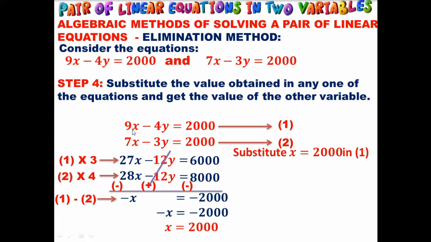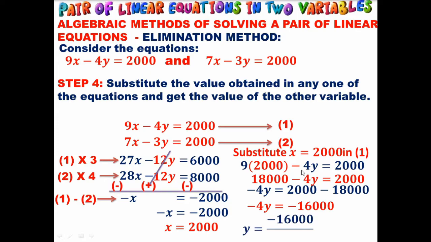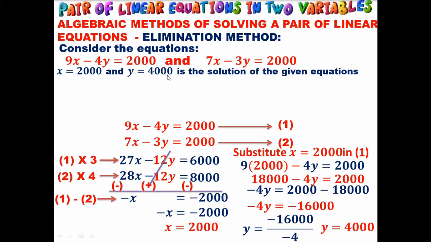When I substitute x equals 2000 in the first equation, I get 9 into 2000 minus 4y equals 2000. When I simplify this, I get minus 4y equals 2000 minus 18,000, that is minus 16,000, which further simplifies to y equals 4,000. So this is how I got the values x equals 2000 and y equals 4,000 as the solution of the given equations by the elimination method. Do you understand what the elimination method is and how to solve the given set of equations using it?